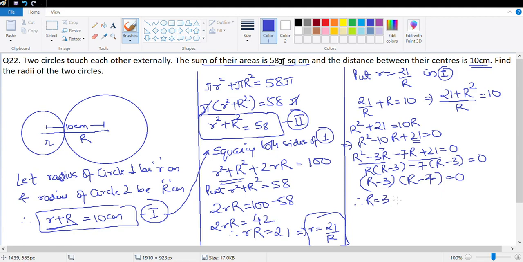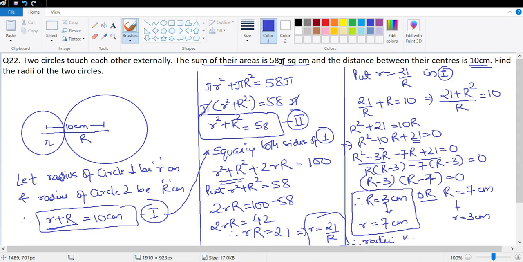Therefore, r is equal to 3 centimeter or r is equal to 7 centimeter. So when r is equal to 3 centimeter, small r is equal to 7 centimeter, or when r is equal to 7 centimeter, small r is equal to 3 centimeter. Perfect. Find the radii of the two circles. So the radii of the two circles is 3 centimeter and 7 centimeter. Perfect. Interesting question where we found two equations and we solved them simultaneously. Good. Let's look at the next question.